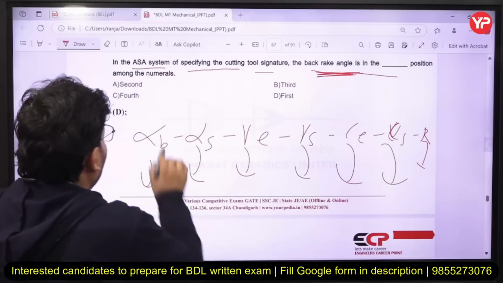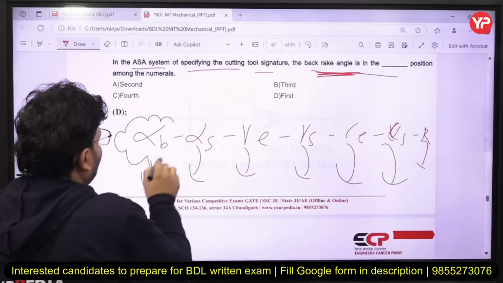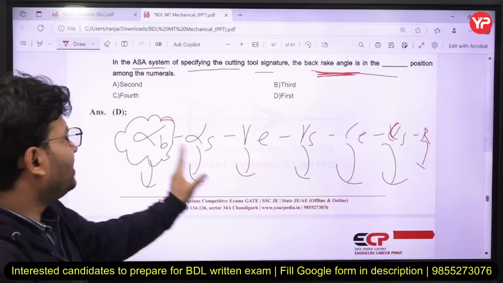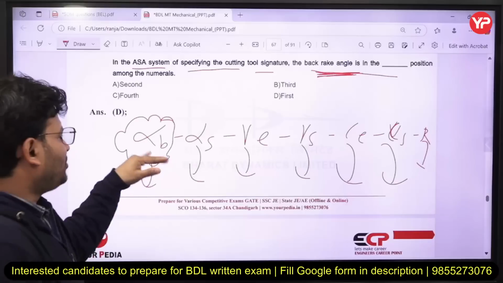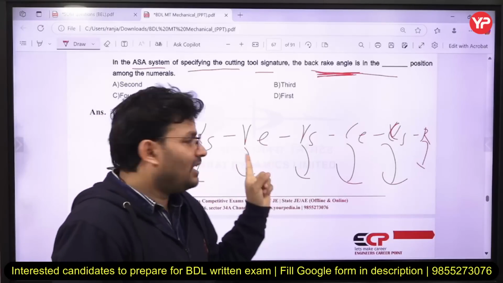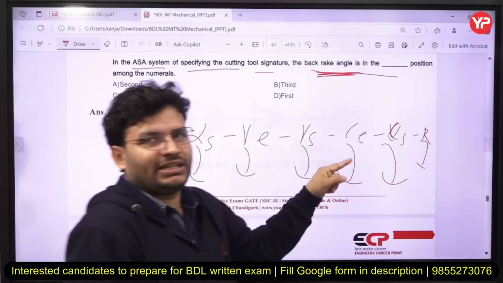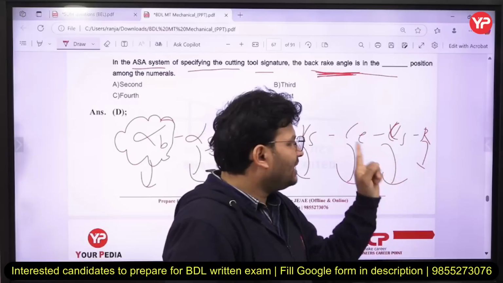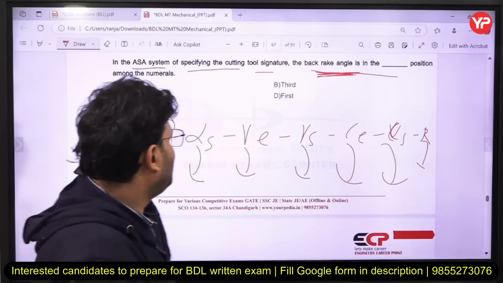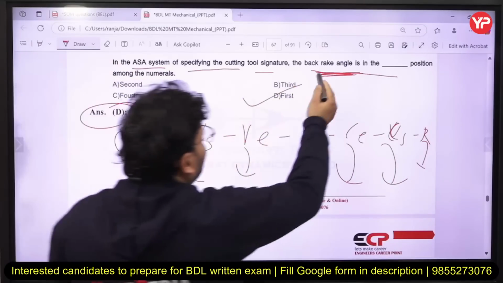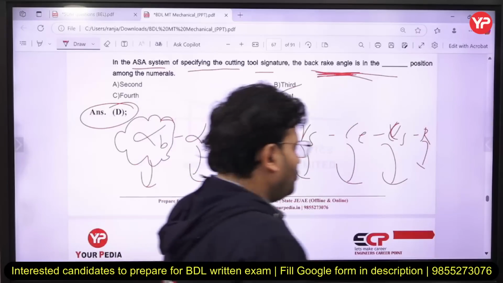So it will be at the first position. What position, my dear friends? Back rake angle will be at the first position. Try to remember that in that sequence. First back rake angle, then side rake angle, after that end relief angle, and then side relief angle, after that end cutting edge angle, then side cutting edge angle, then nose radius. So here D is the right answer. If you talk about the back rake angle, then it will be the first position.